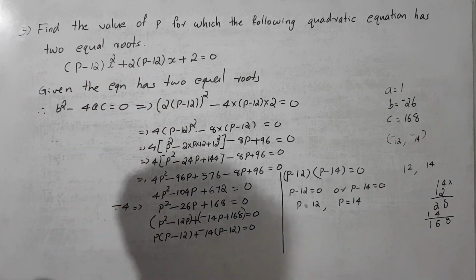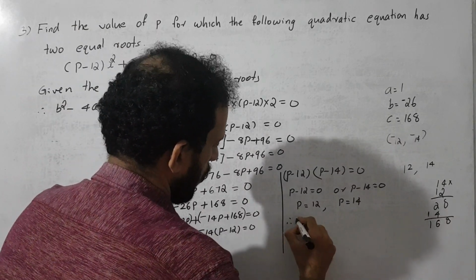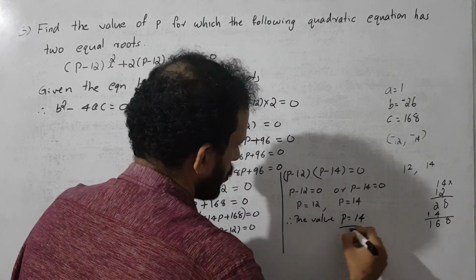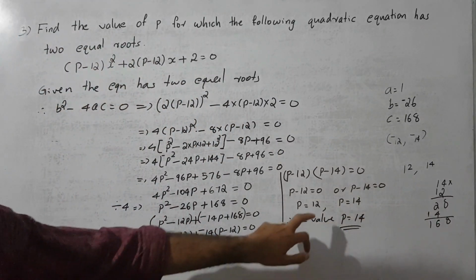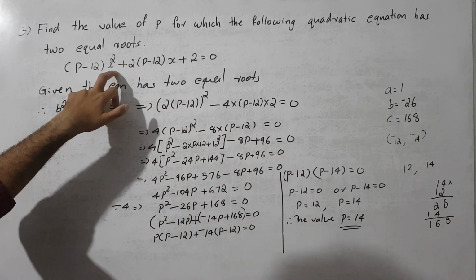Then the x square term is not there, so it is not a quadratic equation. So it's not possible to choose the value of 12. We do not choose the value of 12 because if we choose 12 here, we do not get a quadratic equation. It's a quadratic equation, correct.